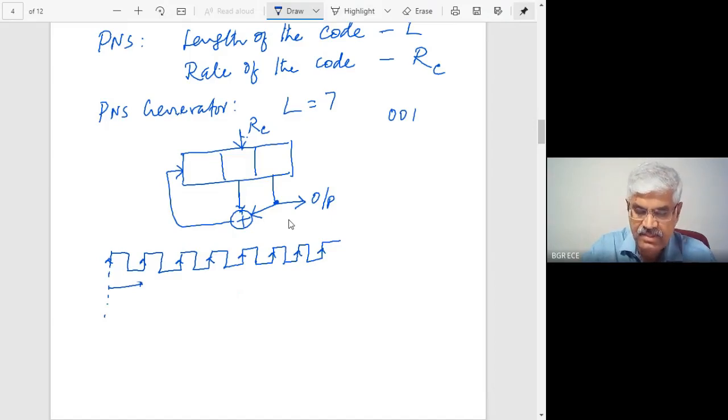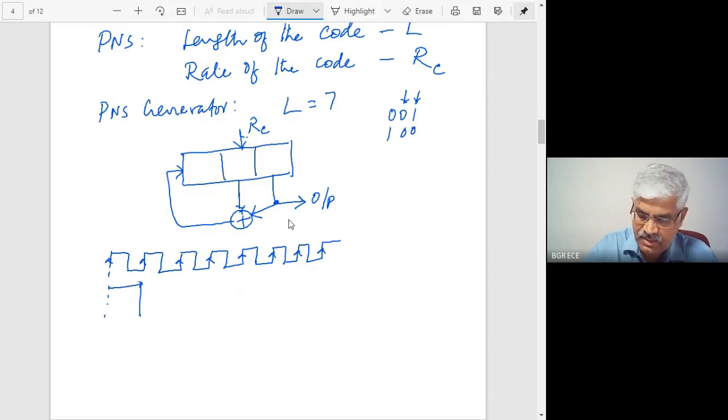Then what will be the next output? Next output will be this one, and this one will get exclusive OR. That is, these two are exclusive OR, so the output is 1. That 1 enters into this, and the previous 0 goes there, so this 0, 0 goes there, and the result 1 like this.